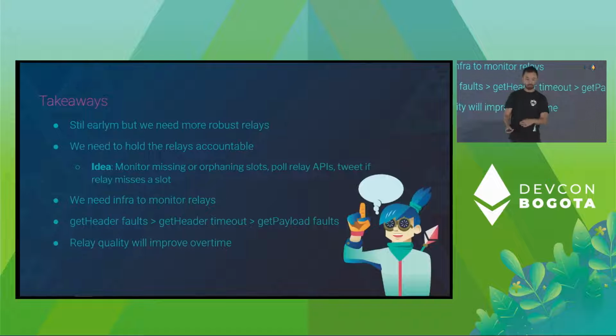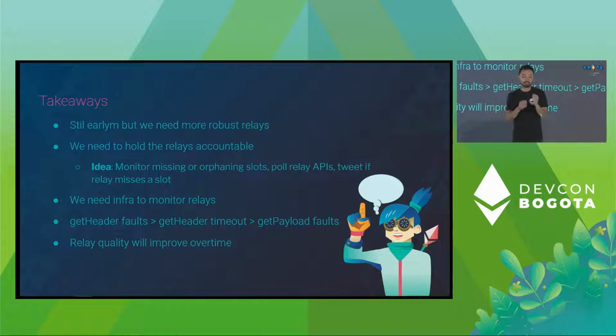So what are the takeaways, right? We're still early, but we need more robust relays, and also we need a way to hold relays more accountable, right? For example, a simple idea is you monitor all the missing slots and the orphan slots live, and then you poll the relay API, and if you see, hey, the missing slots are coming from the relay, okay, I'm going to shout out loud on Twitter or something, so that people know, hey, there is an incident happening live. You need to turn off your relay, or you need to switch to local processing.